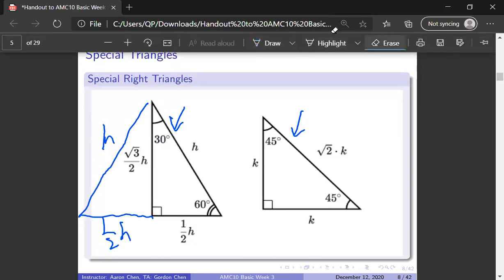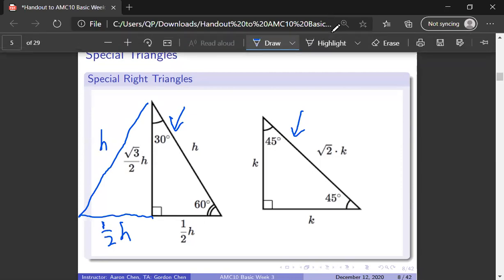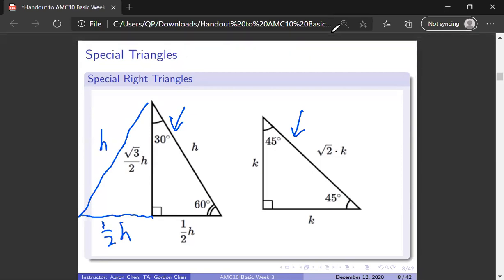I'll redraw that. H and 1/2 H. And the one on the right is known as an isosceles right triangle, and that's because it's isosceles and also right.